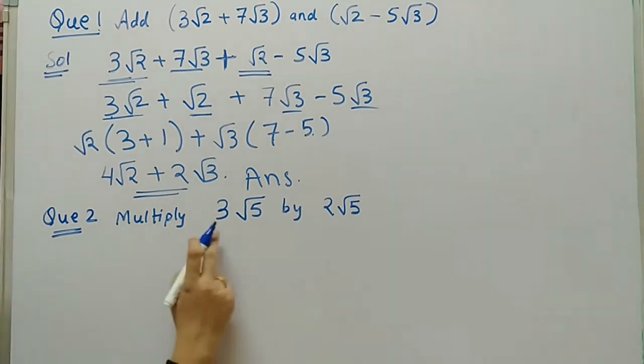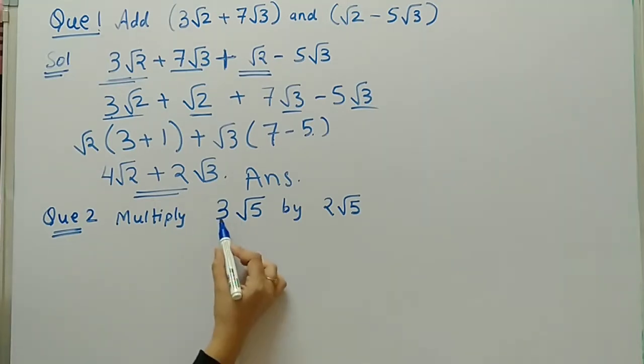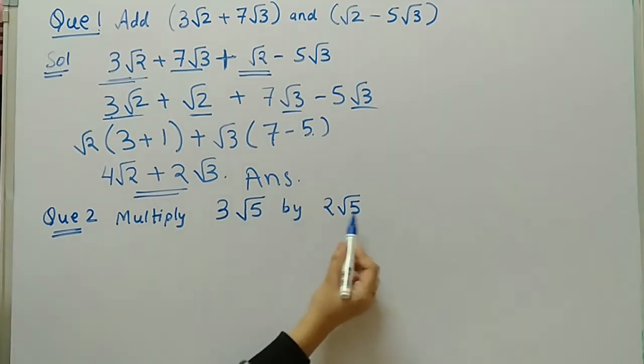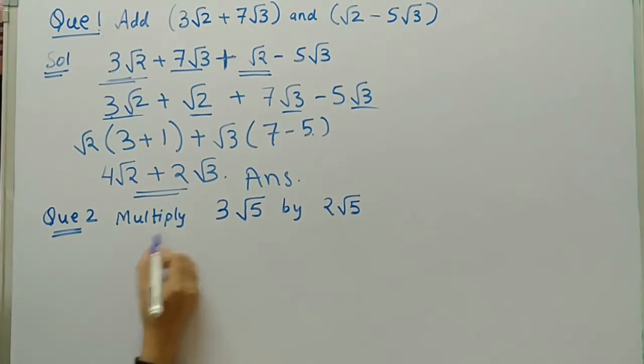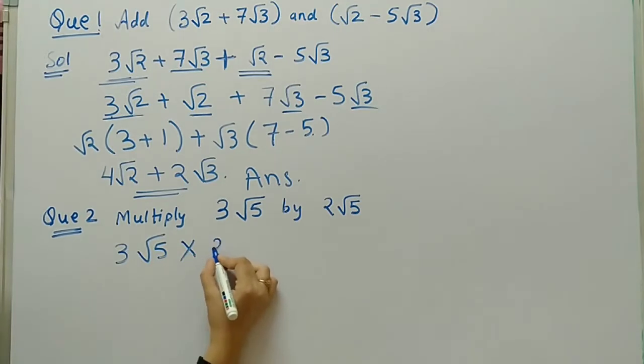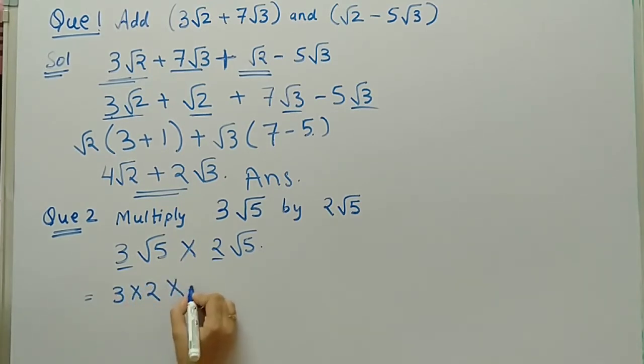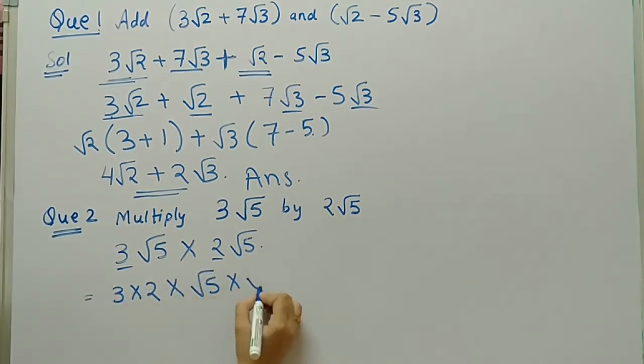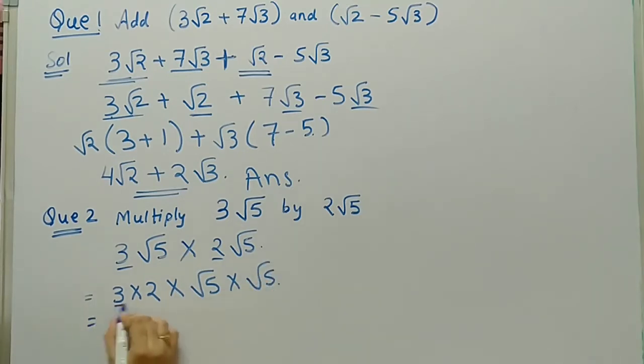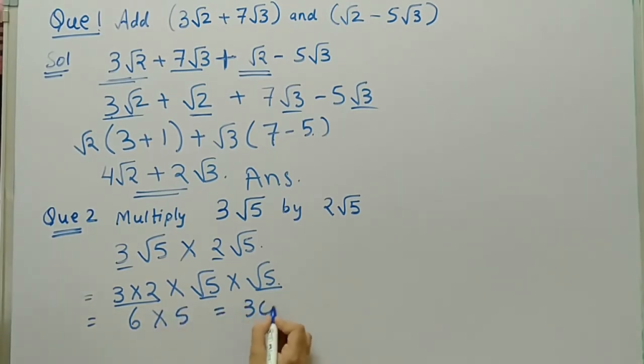Now in the second question we have to multiply 3 root 5 by 2 root 5. So we will write 3 root 5 multiplied by 2 root 5. Now we will arrange the terms. So 3 multiplied by 2 multiplied by root 5 multiplied by root 5. 3 2s are 6 and root 5 multiplied by root 5 is 5 and 6 5s are 30. So this is our answer.